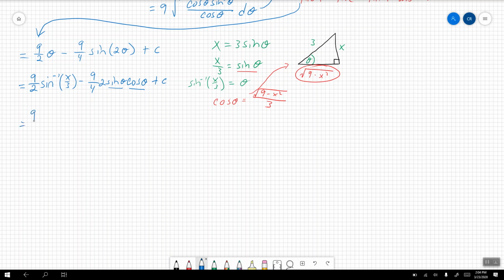Therefore, when I rewrite my answer in terms of x, I now have the first term to be 9 halves times sine inverse of x over 3, minus, remember that 9 fourths is multiplying the 2, therefore we get 9 halves multiplied by sine. Sine was x divided by 3, multiplied by cosine. Cosine was the square root of 9 minus x squared divided by 3. And again, don't forget that constant.